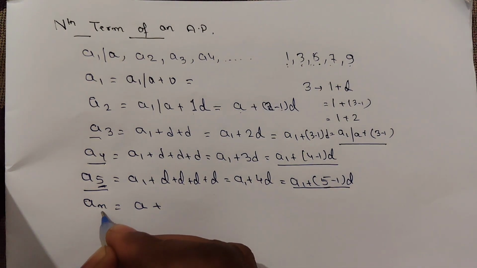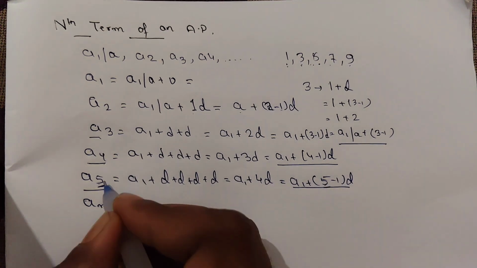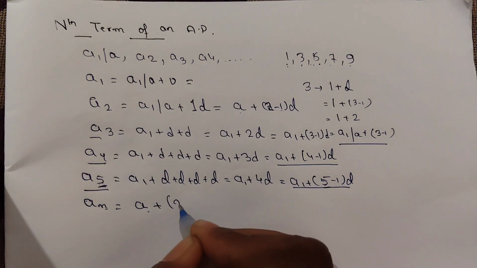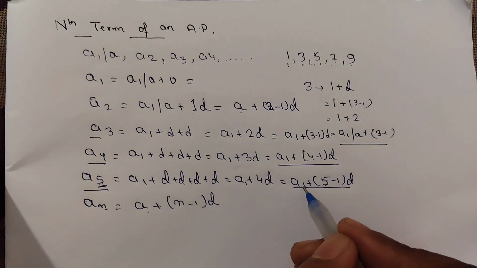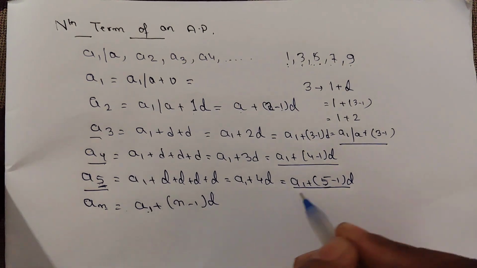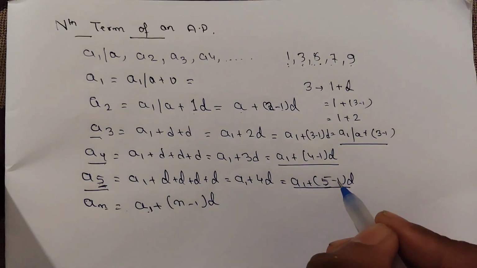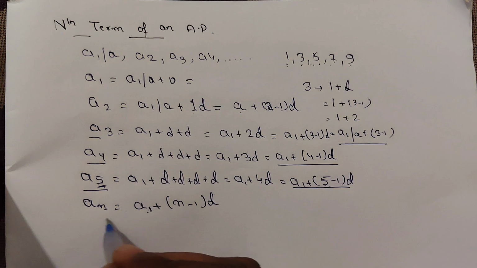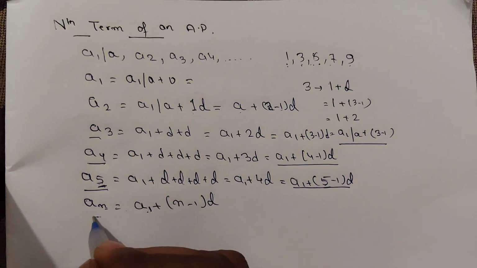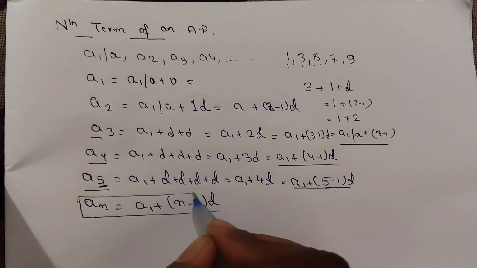Now A5 means A1 as it is, and 5 means here n is there, so A n is equal to A plus (n minus 1)D. Just compare this one. Here 1 was there, so you can write 1 also, no problem. 5 came from where? Because it is the fifth term. 1 because you have to subtract, D as it is. So from here we got a new formula. This is our formula to find out the nth term.